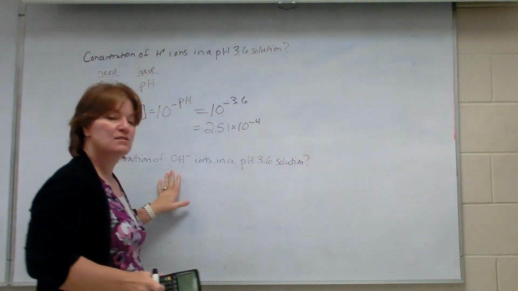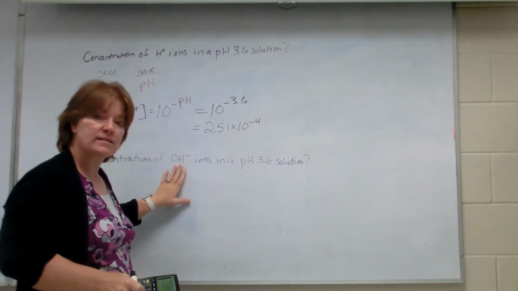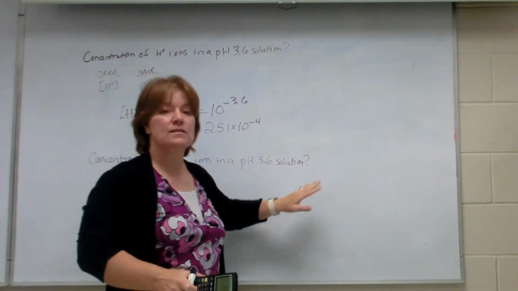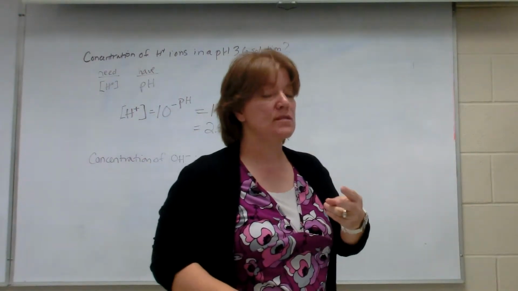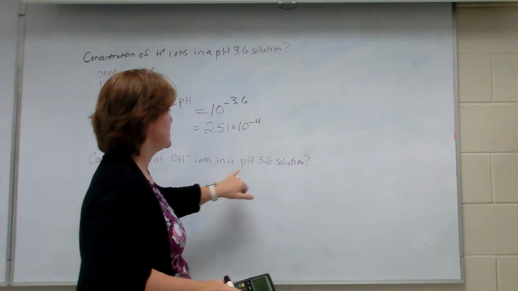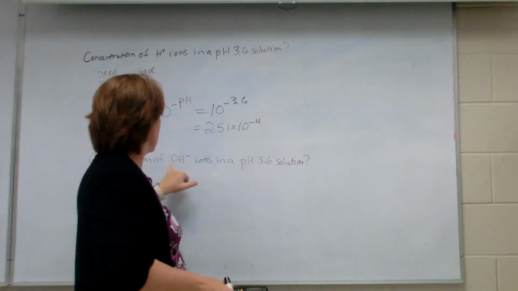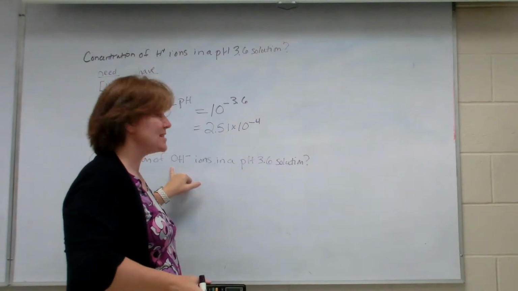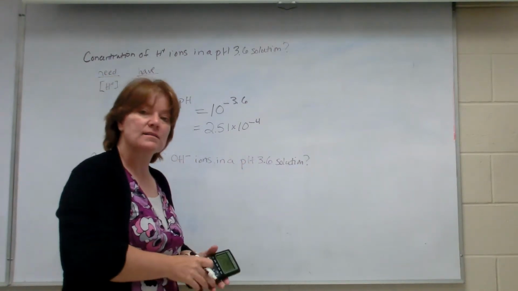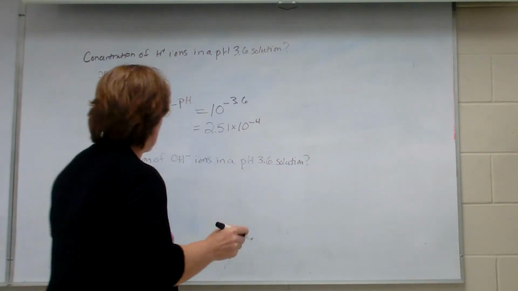And what if we were asked to find the concentration of OH minus ions in a pH 3.6 solution? This is a two-step problem. This is in logs, because I see the P in front, so it's in the log system. This is concentration, but it's not of H, it's of OH minus ions. I need to do it in 2 steps.